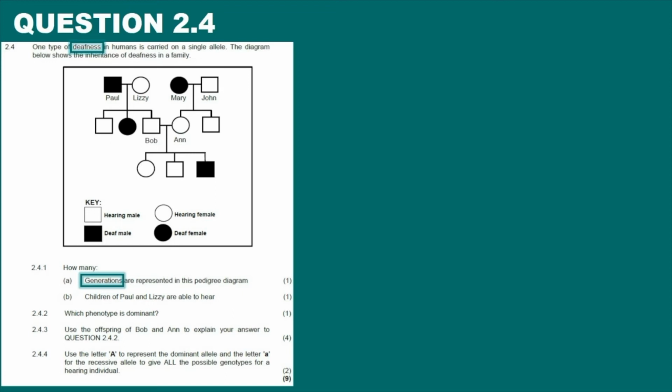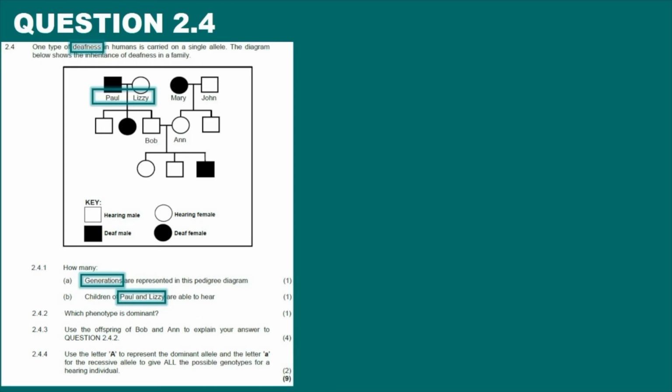Bob and Anne will form the second generation, and their offspring will form the third generation. Then the next question is children of Paul. How many children of Paul and Lizzie are able to hear? Here you just have to examine their children and not the entire pedigree diagram. So you have to look at the second generation, Bob and his 2 siblings.